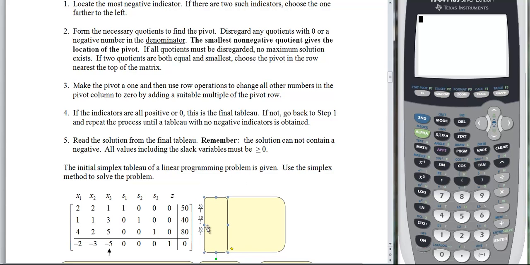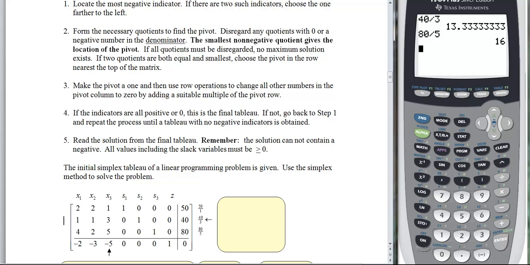40 divided by 3 and 80 divided by 5. So if you have to, let's see, 40 divided by 3, 80 divided by 5. The smallest is the 40 divided by 3, so my arrow is going to come in at that point. So this is my pivot right there.